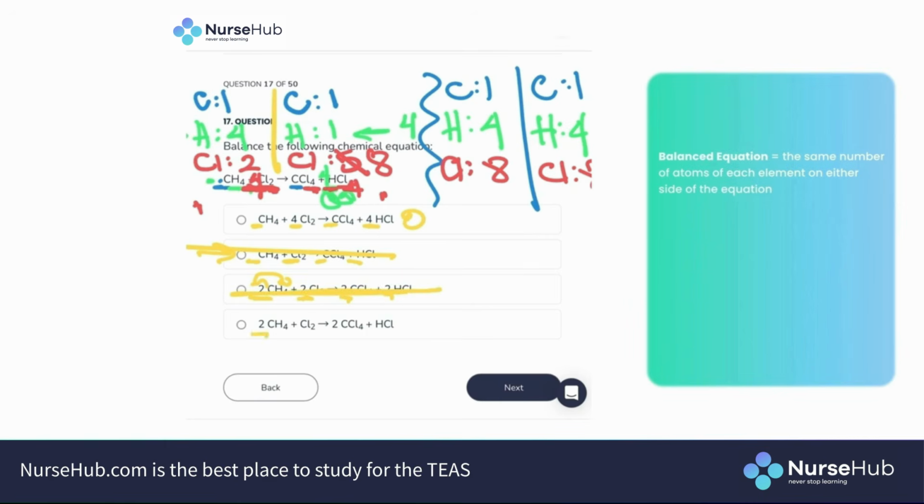Finally, we do the same thing here. Once again, not balanced, also incorrect. Our only correct answer is the first one here. We're going to select that.